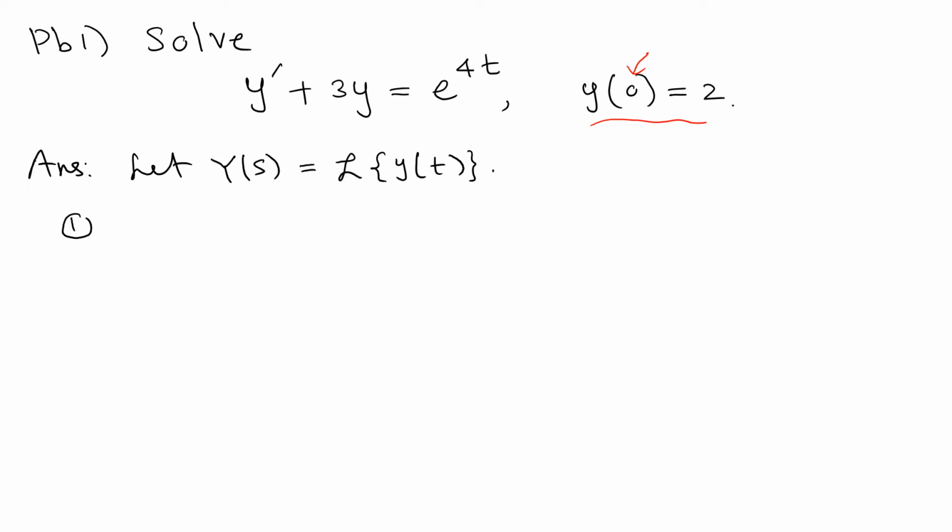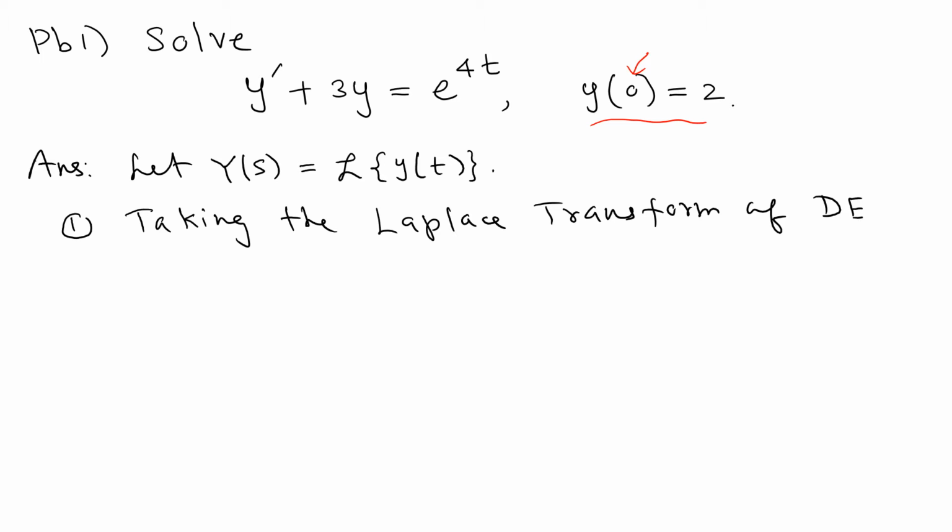The first step, what was the first step? Take the Laplace transform. So taking the Laplace transform of the differential equation, you can write it like this: the Laplace transform of y prime plus 3y equals the Laplace transform of e to the 4t. So we take the Laplace transform of both sides.